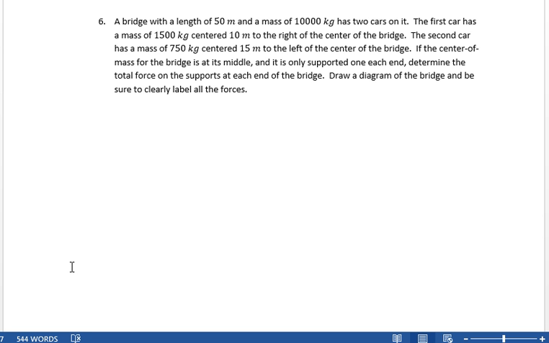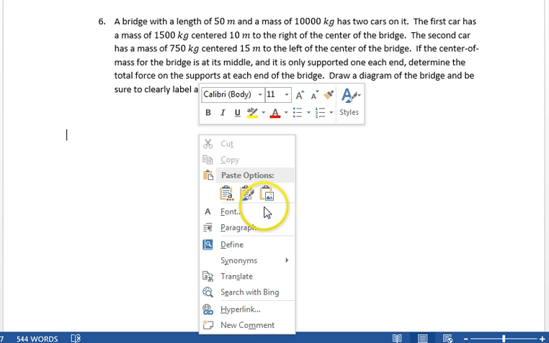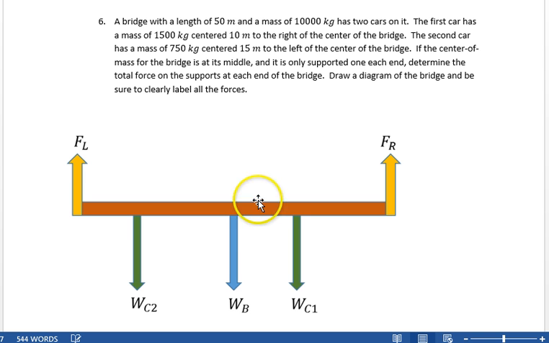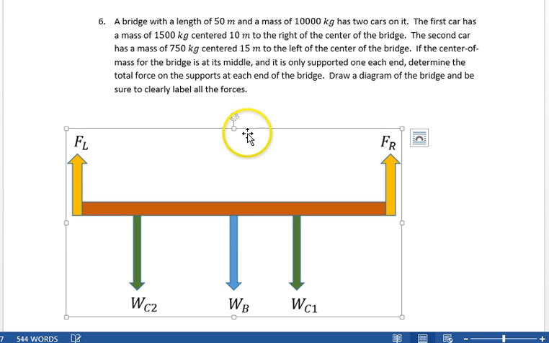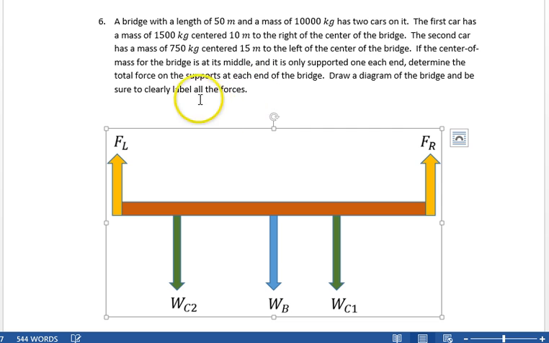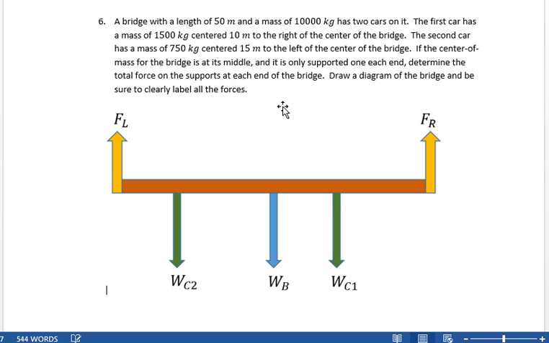If the center of mass for the bridge is at its middle and it's only supported on each end, determine the total force on the supports at each end of the bridge. Draw a diagram of the bridge and be sure to clearly label all the forces. Well, I've drawn my diagram. I'm going to paste it in and explain all the bits and pieces of the diagram.